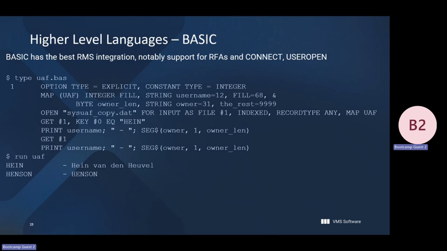I print the result, username, and the segment from the owner, from the start of the owner to its proper length in case there is funky bytes there. And now I do a get for the next record because I didn't say anything else, and I'll get Hein and Hansen, just like DCL.